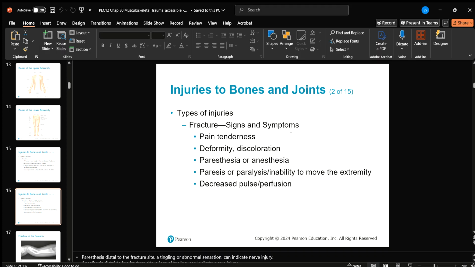All right, signs and symptoms: pain, tenderness, deformity, discoloration. Obviously, we know through DCAP-BTLS that a deformity is a misshapen extremity, or anything that is misshapen. Paresthesia. What is paresthesia? So paresthesia is numbness or tingling.